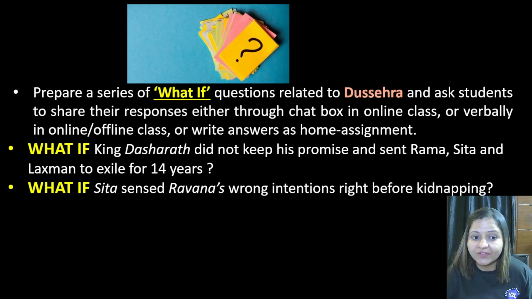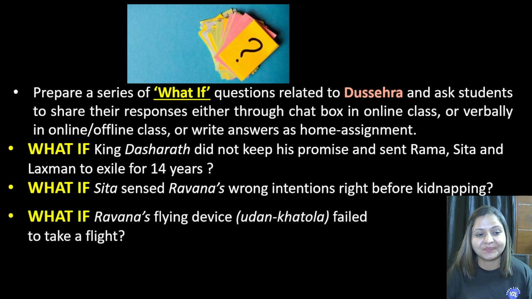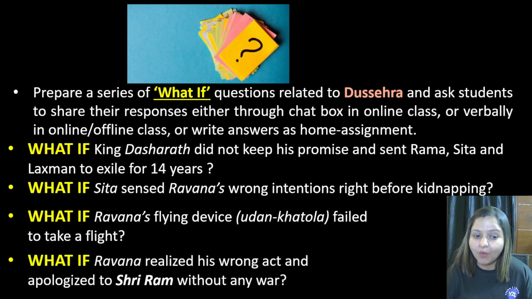Or what if Sita sensed Ravan's wrong intentions right before the kidnapping incident? What if Ravan's flying device, Udan Khatola, failed to take a flight? What if Ravan realized his wrong act and apologized to Sri Ram without any war? So what would have been the outcome?